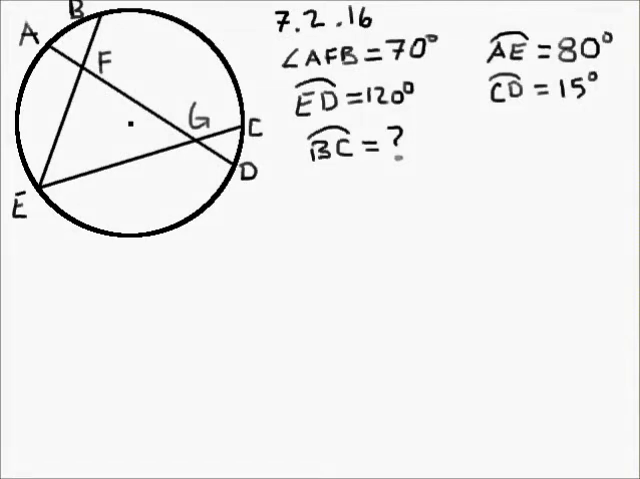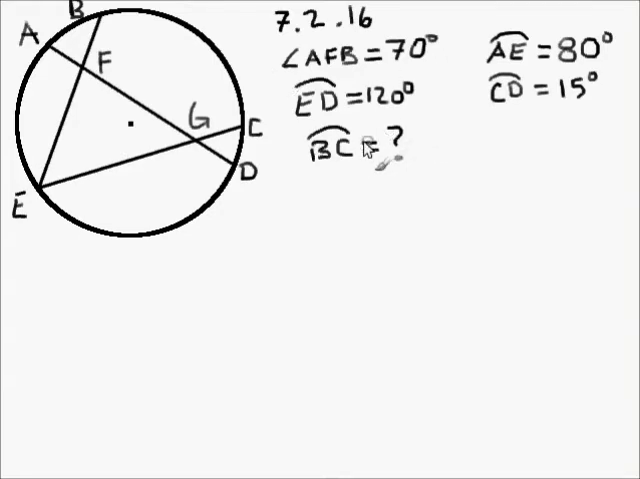We're taking a look at section 7.2 today. We're going to start off with question number 16. We're given this interesting diagram. We are told that angle AFB is 70 degrees, arc ED is 120 degrees, arc AE is 80 degrees, and arc CD is 15 degrees. And we are asked to find the measure of arc BC.